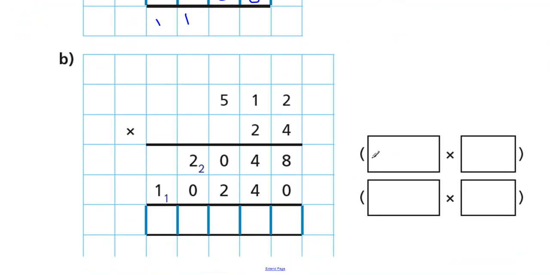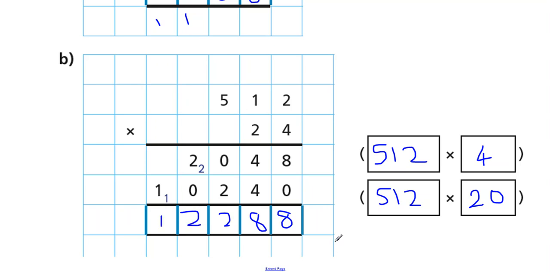Now I've got a lot missing from here. I know that each time my number goes first. So the number on the top always goes first. And then here I'm multiplying it by 4. And on this side, I'm multiplying it by 20. And the multiplication has been done for us. So now I just need to recombine. And so 512 multiplied by 24 is 12,288.